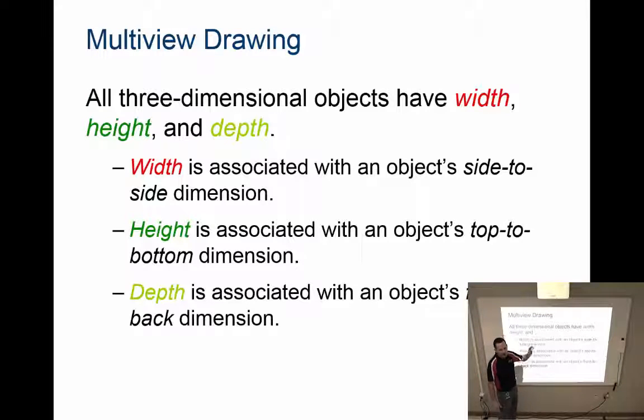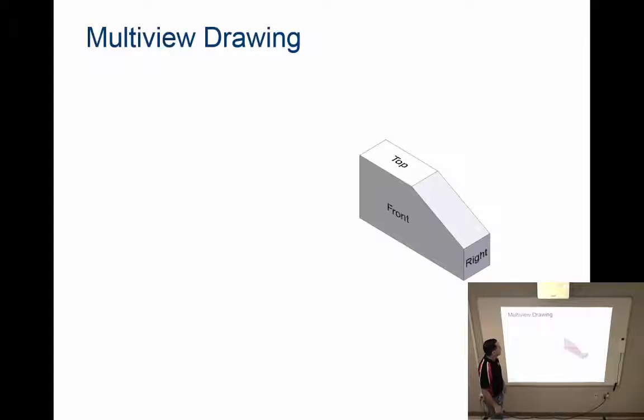So all three-dimensional objects have width, height, and depth. So I can describe the size of the object using the terms width, height, and depth. The width is associated with the object's side-to-side dimension. So if I'm looking at the front of the object, from the right side to the left side of that object would be considered the width. The height is from the object's top to bottom dimension or distance, and the depth is associated with the object's front to back. So the front of the object to the back is the depth for an object.